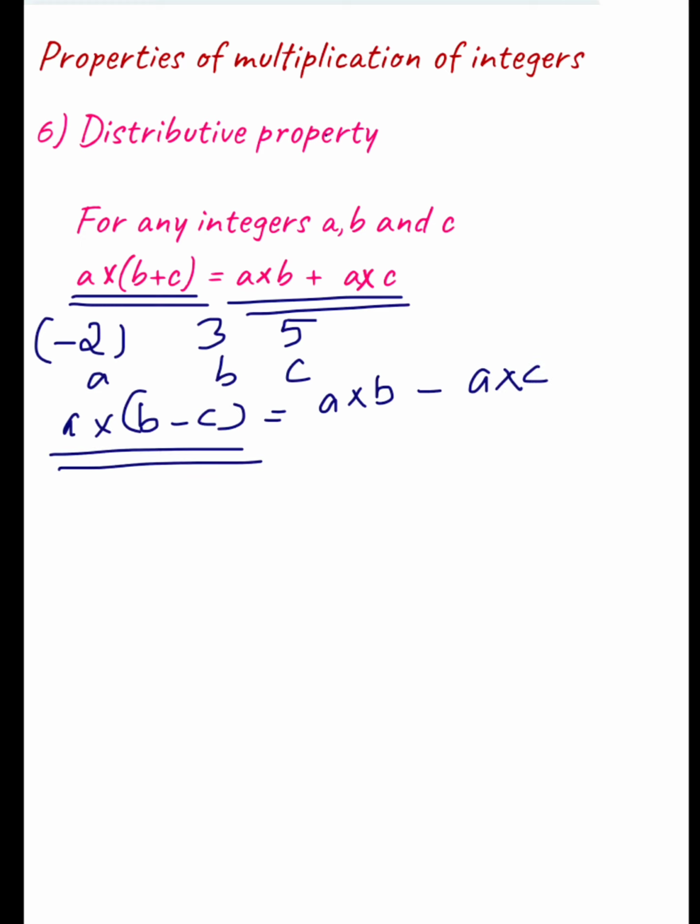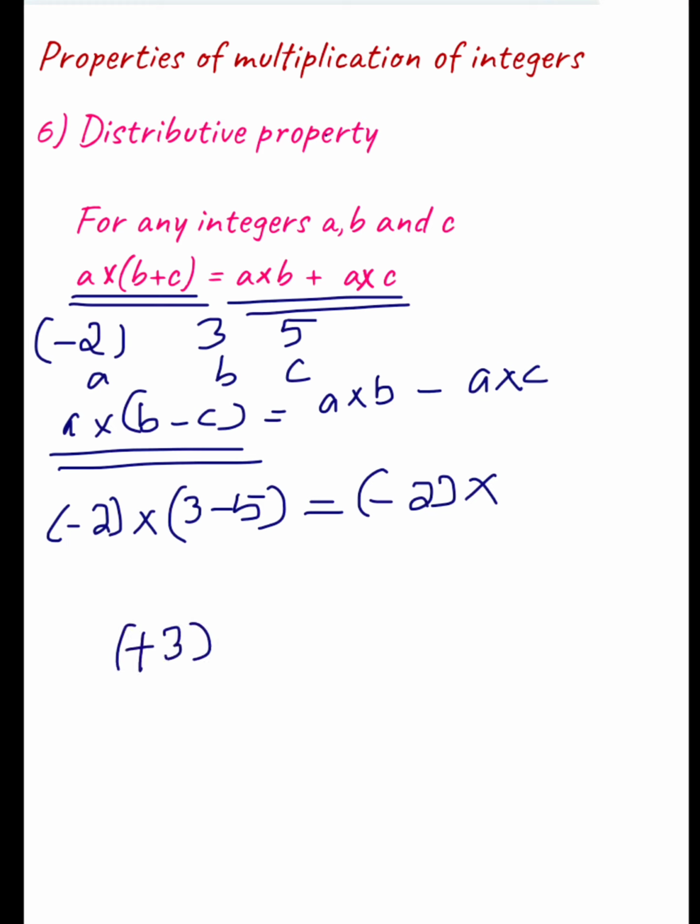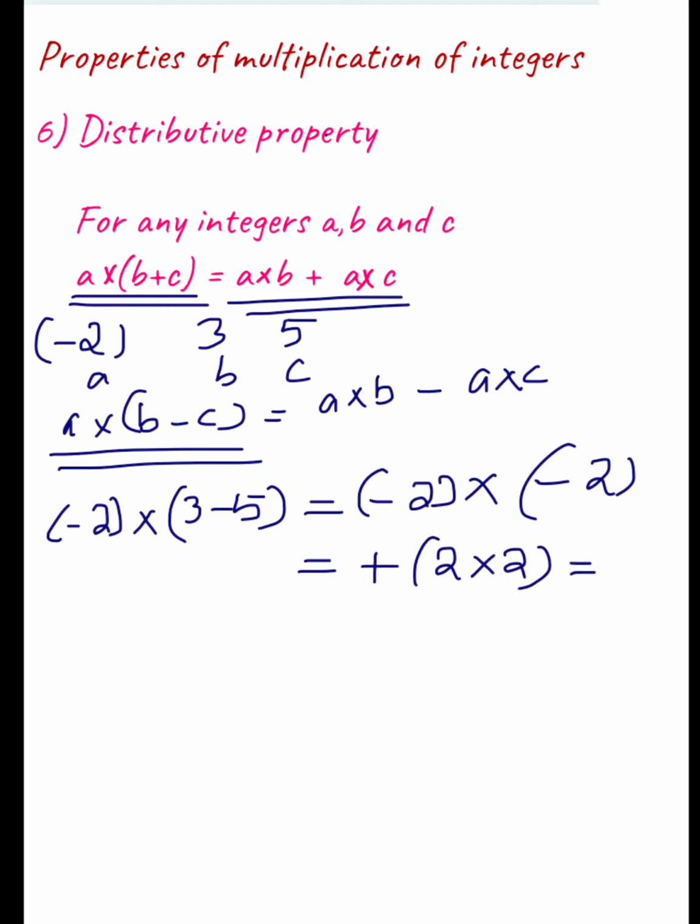First, let's do a into b minus c. How will you do that? Minus 2 into b minus c means what? B is 3 here, c is 5 here, so 3 minus 5. So you will get minus 2 into, what is 3 minus 5? 3 minus 5 means plus 3 minus 5. That means you have to subtract them and put the sign of the bigger number, which is equal to minus 2. So, minus 2 into minus 2. Minus 2 into minus 2 means what? You have to multiply them and put the positive sign. So, the answer will be plus 4.